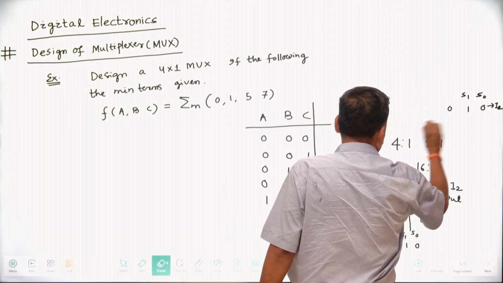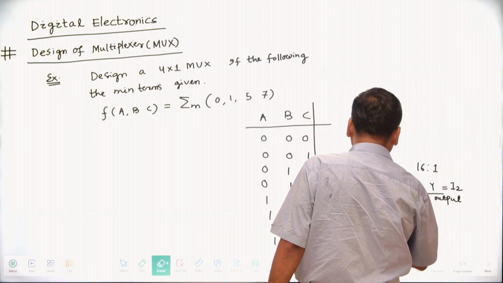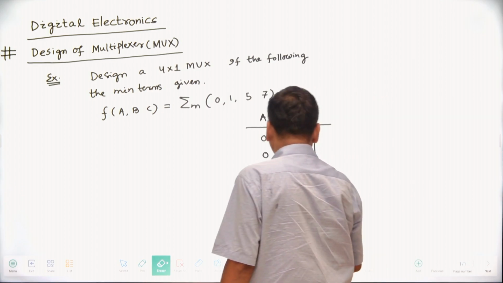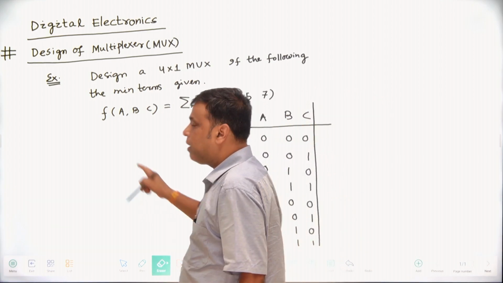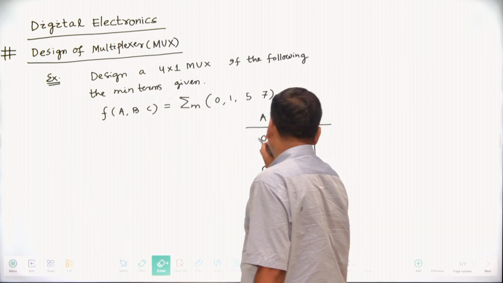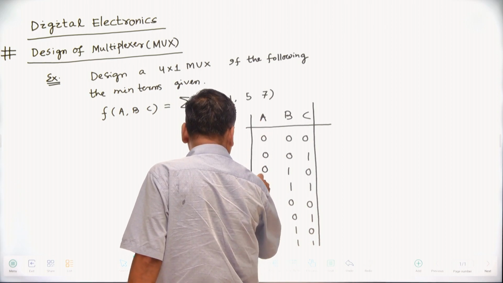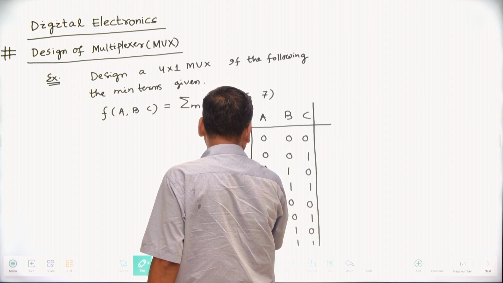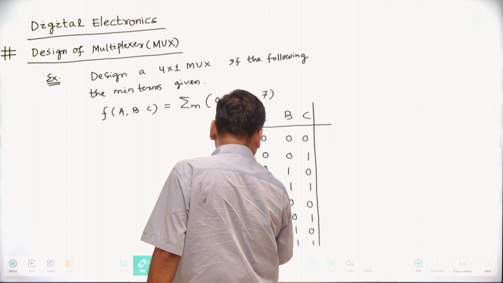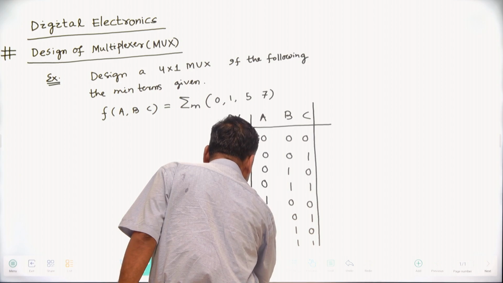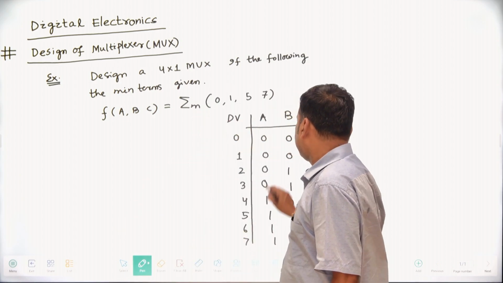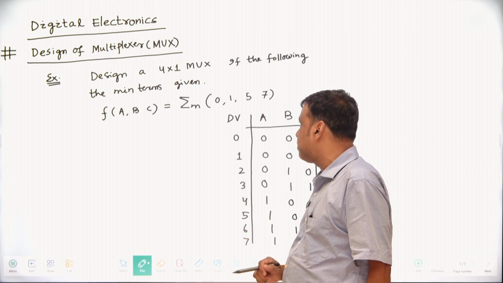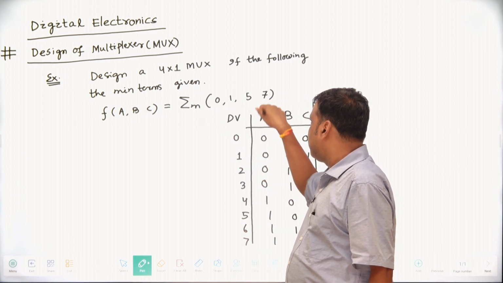Then what do we have to do? First of all, how many minterms are given? 4 minterms are given. Since there are 3 variables A, B, C, here I can write the decimal value: 0, 0, 0 is decimal 0, 0, 0, 1 is decimal 1, then 2, 3, 4, 5, 6, 7. Here 0, 1, 5, 7, in those positions minterms are given.